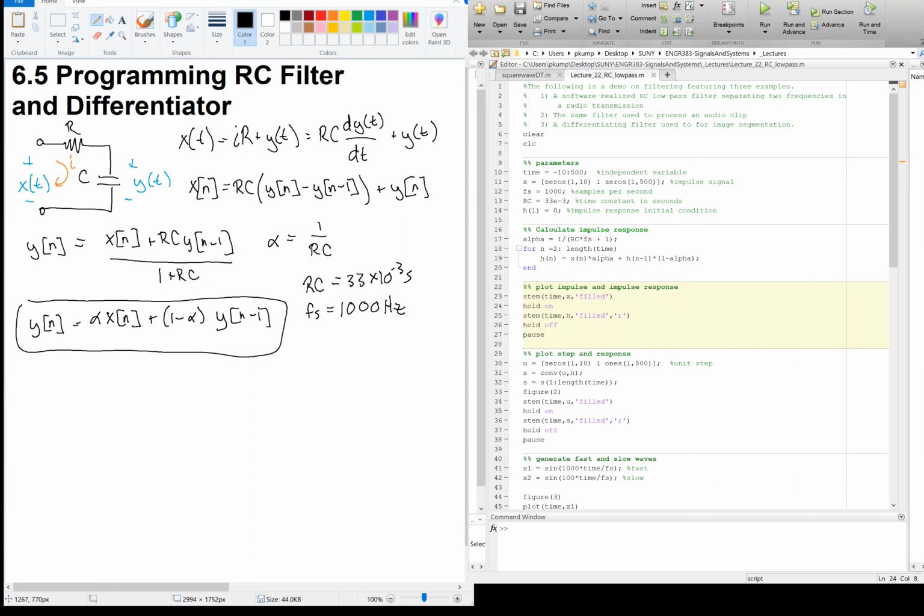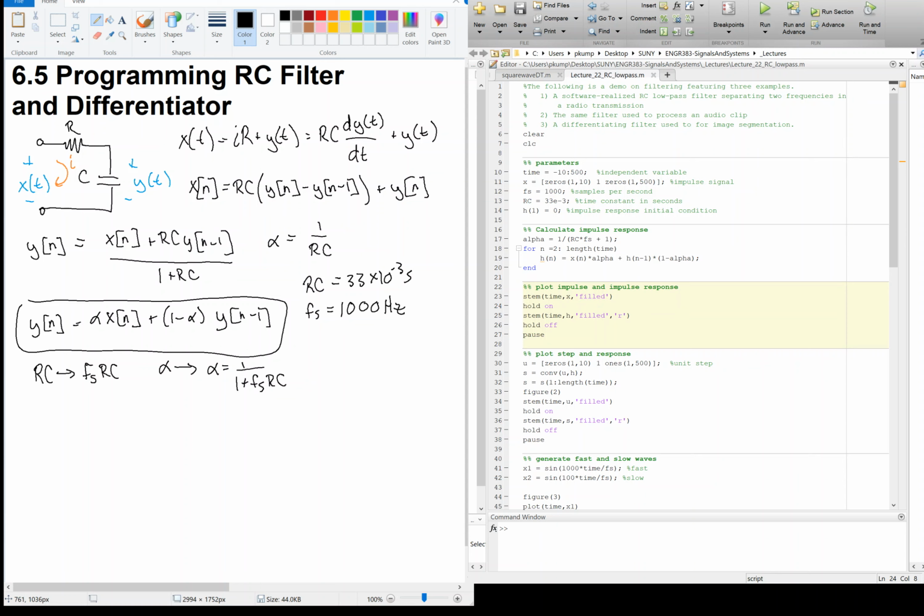And again, you do not need to know anything about that. All you should know is that we're going to replace RC with our sampling frequency times RC. Okay, and alpha is going to be replaced by alpha equals 1 over 1 plus Fs times RC. Again, you don't need to know why that is.